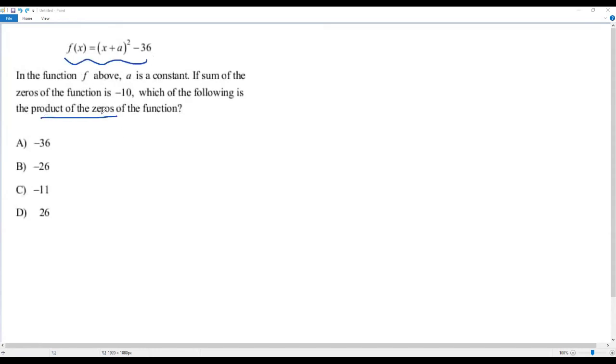To get the product of the zeros, I may have to write the given quadratic function in standard form, that is f of x equals ax² + bx + c, and I may have to use the notations a, b and c. The given quadratic function also has a. Since we have the constant a, and in the general form the coefficient of x² is a, it may create some confusion. So to avoid the confusion, instead of the constant a, we can use some other letter. Let me use p. So instead of a, I consider p. Then the quadratic function will be f of x equals (x + p)² − 36.